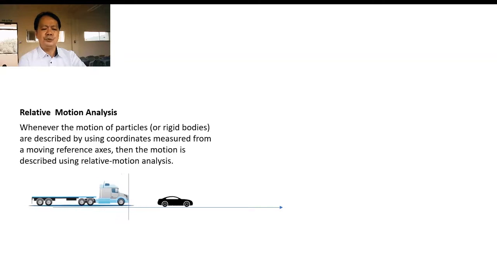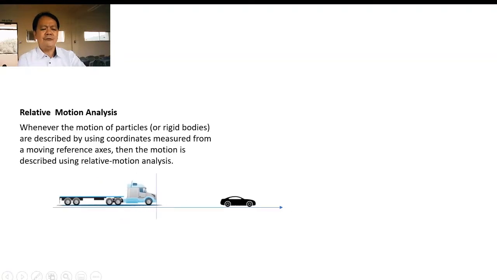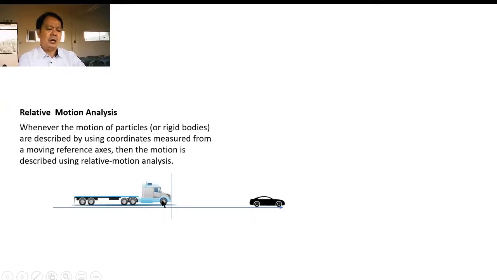As the two move, we want to determine how fast this car is moving against the track, or what is the distance of this car from the track after some period of time, or after how many seconds this car will be at a certain distance from the track, and the track is moving. Therefore, the analysis that we are actually using is a relative motion analysis. Again, we say relative motion because the reference axis that we are using is moving.